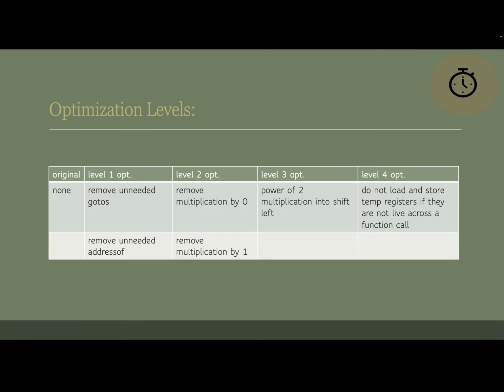We have 4 optimization levels available. The first optimization level removes unneeded goto statements and also unneeded address of or load address. Level 2 removes multiplication by 0 and multiplication by 1. Level 3 takes powers of 2 and changes them from a multiplication operation into a shift operation. And level 4 removes unnecessary load and store registers for the temp registers if they are not live across the function call.